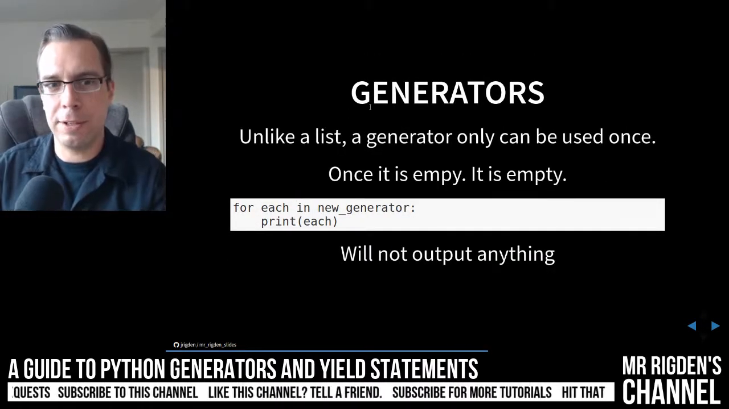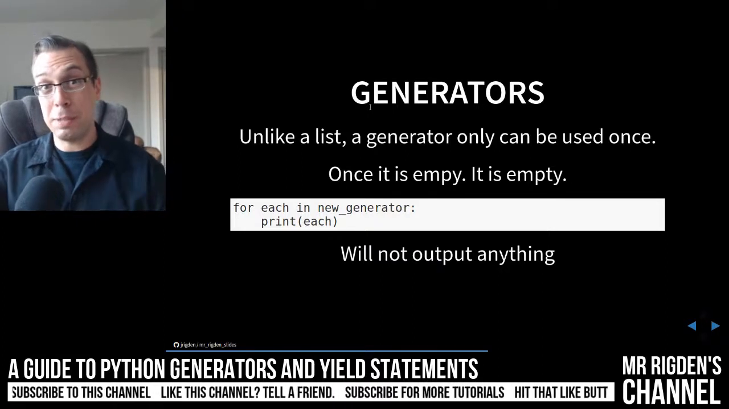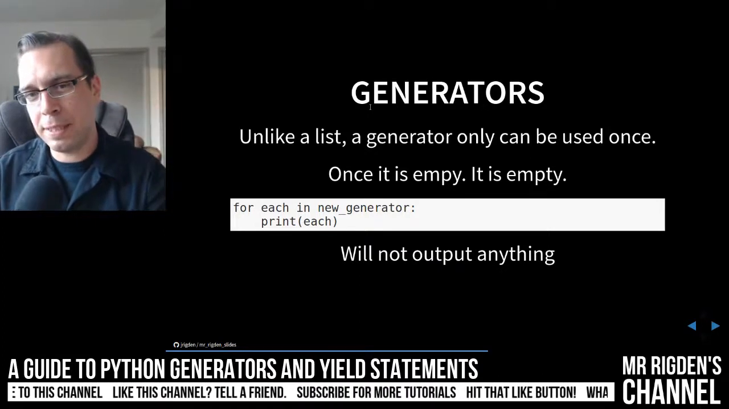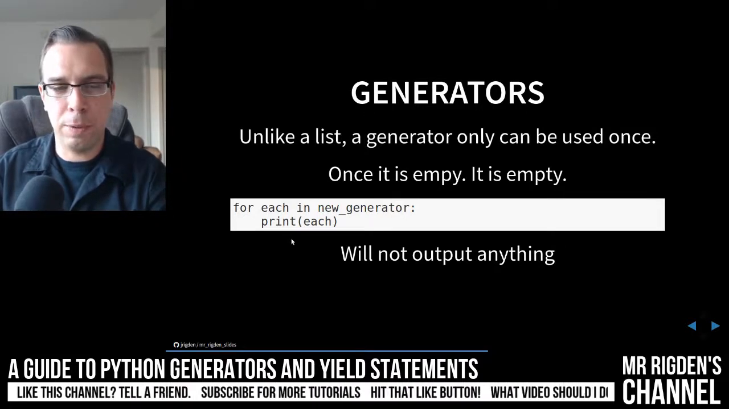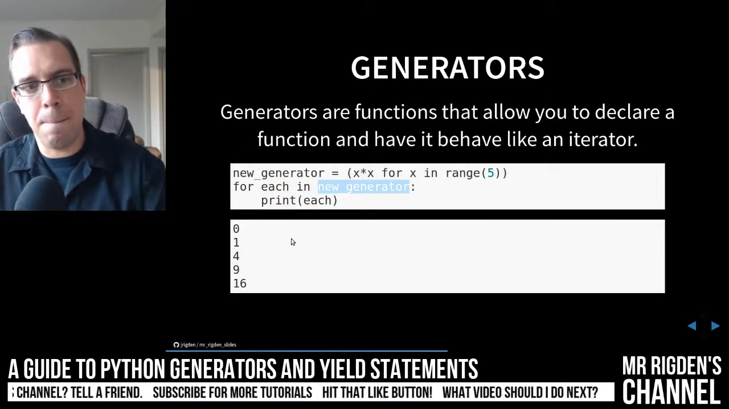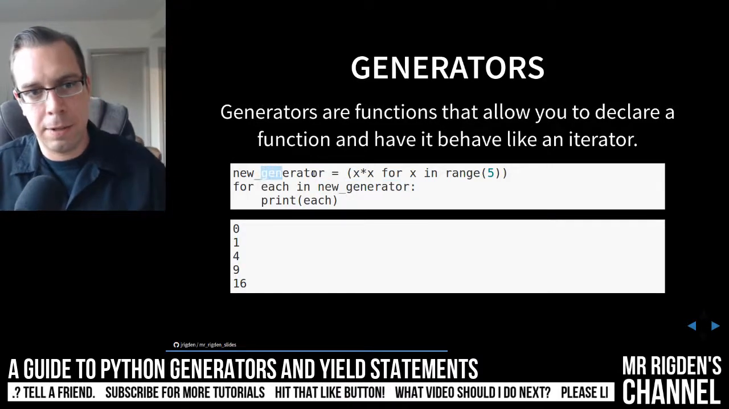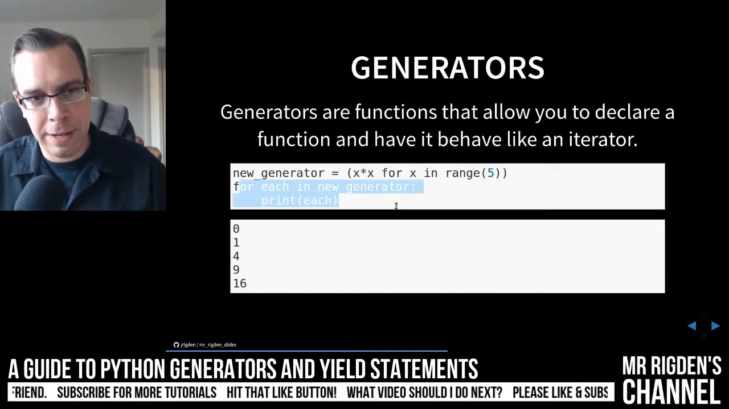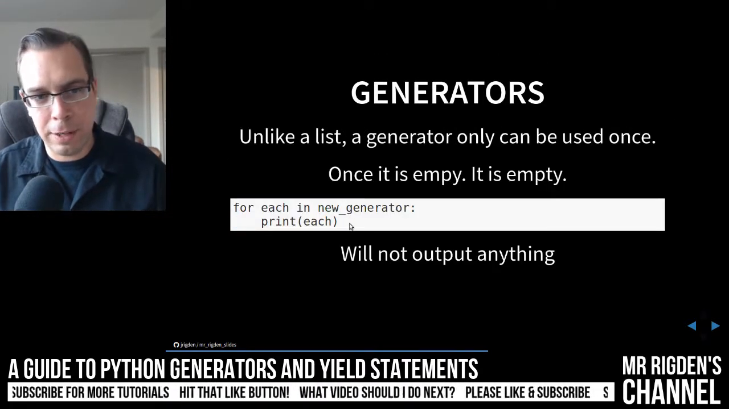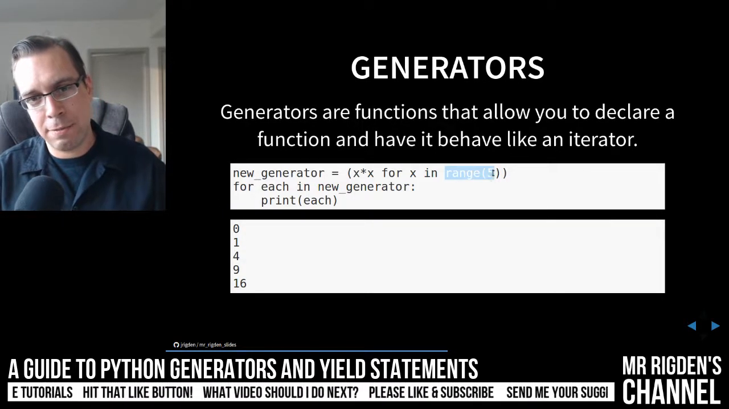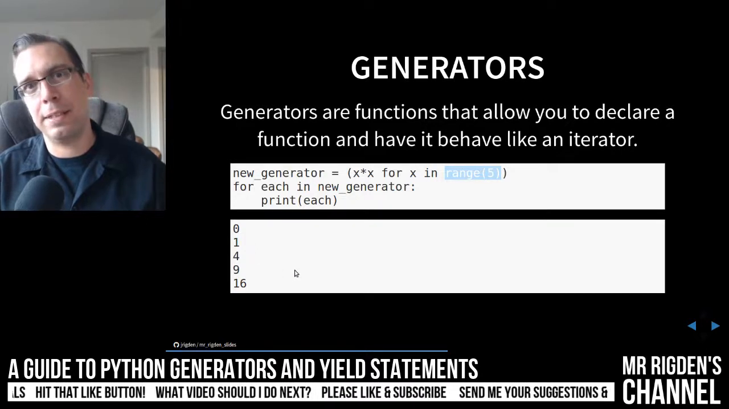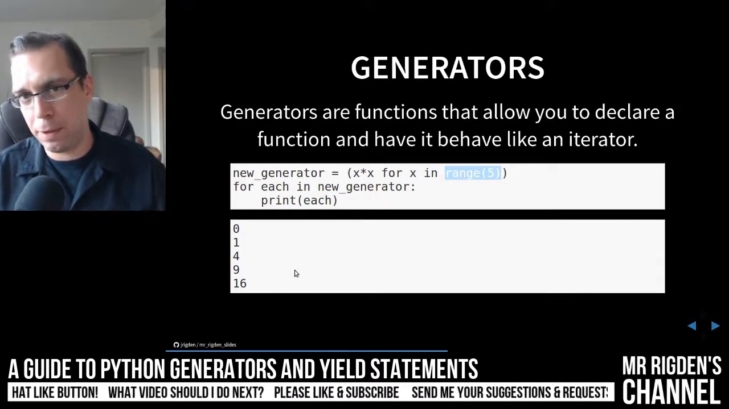Okay, so generators. Unlike a list, a generator can only be used once. Once it's empty, it's empty. There's nothing left in it. So if we were to do this exact code here, so we make the new generator, then we iterate over it, and then we're going to try to iterate over it again, it's empty. Why is it empty? Because range 5 only had 5 members in it, and we went through it all.